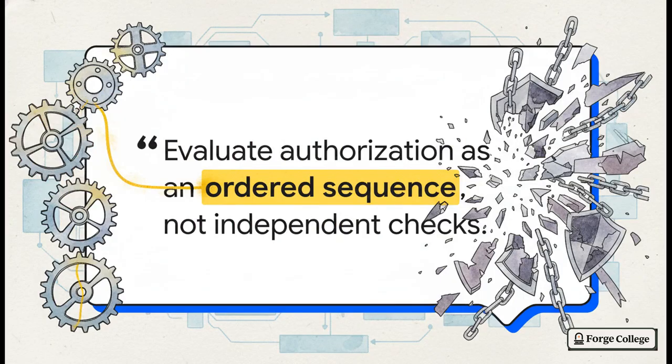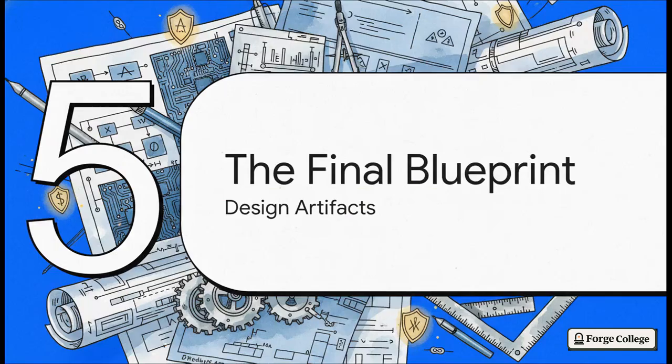Which brings us right back to our golden rule of mitigation. Say it with me. Evaluate authorization as an ordered sequence, not independent checks. Establishing a strict sequence and thoroughly documenting those override flows are literally the only ways to prevent conflicting authorities from completely tearing your protocol apart during a crisis. Section 5, the final blueprint.